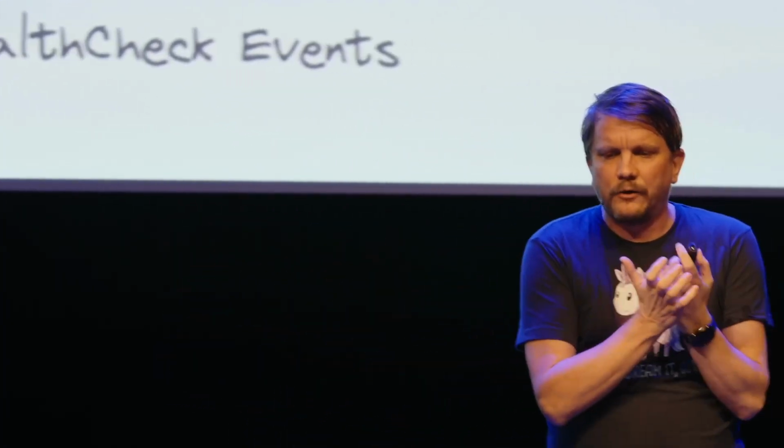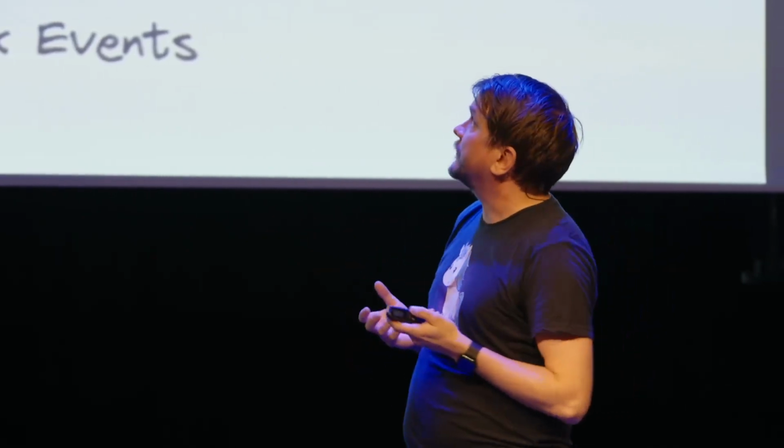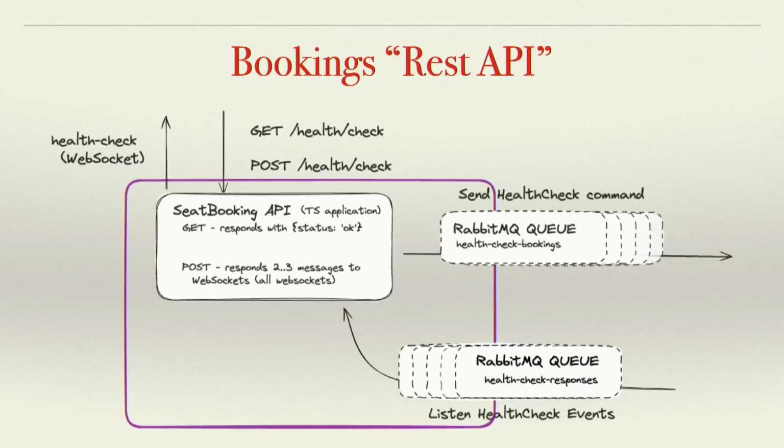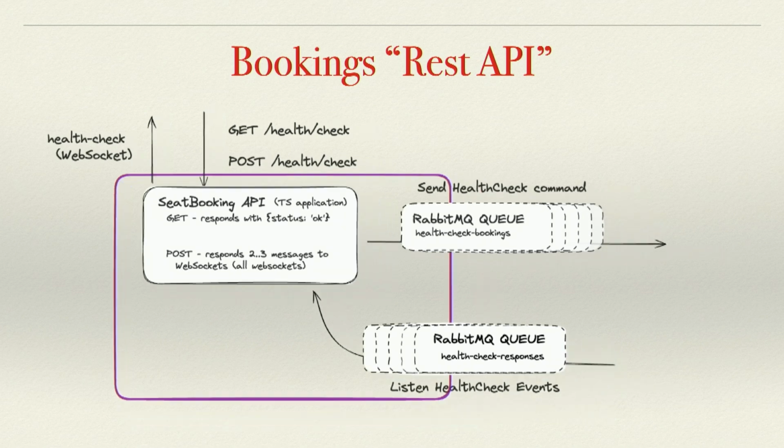For the REST API of the bookings, there are two cases that I will go through. One is coming from the HTTP layer, and that will send to RabbitMQ. And also we get another message from the RabbitMQ that will post stuff to the WebSockets. So let's look at these two examples.